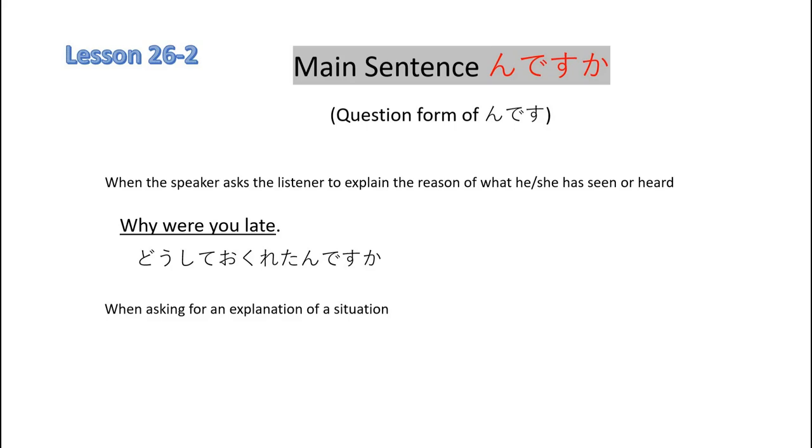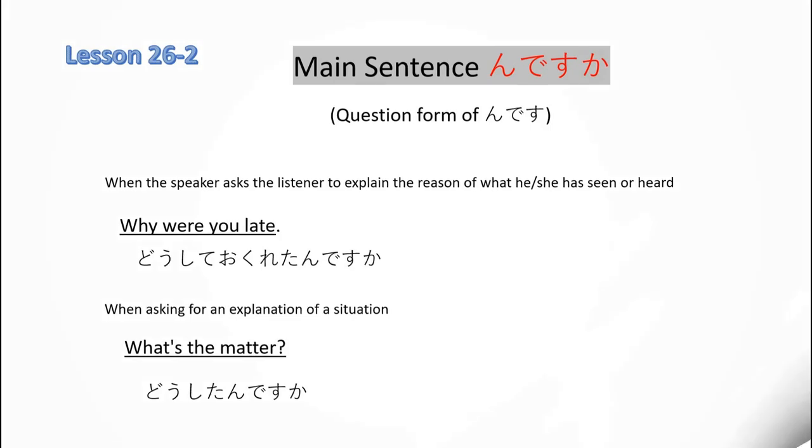"Doushite okuretan desu ka?" Another use of the un desu ka pattern is when asking for an explanation of a situation. For example, "What's the matter?" "Doushitan desu ka?" So in this example, the speaker is asking for an explanation of a situation which he's seen. "What's the matter?" "Doushitan desu ka?"